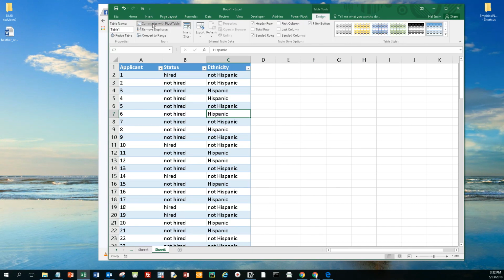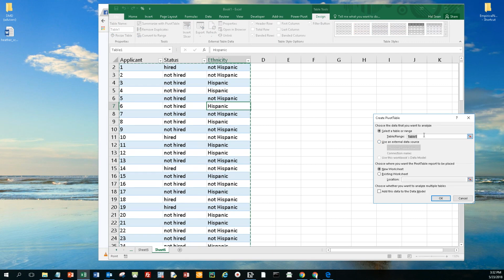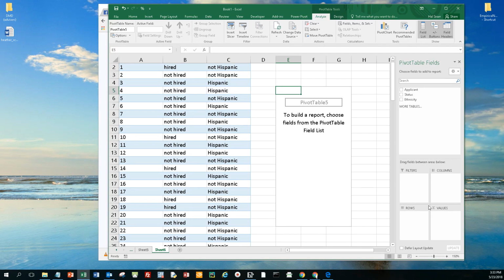So I'm going to click on the Design tab here. I'm going to go over here and click on Summarize with PivotTable. And that's fine. I'm going to keep it in the existing worksheet, and then I'm going to hit OK. Whoops, sorry. I need to click here and then maybe click right there. I'm going to put the pivot table right here. I'm going to hit OK.